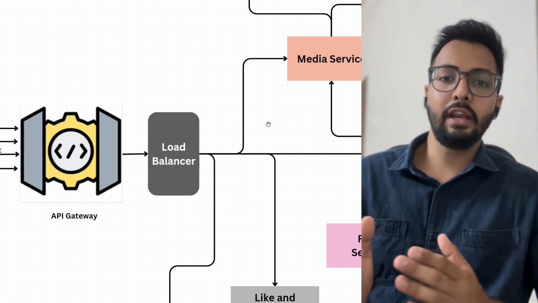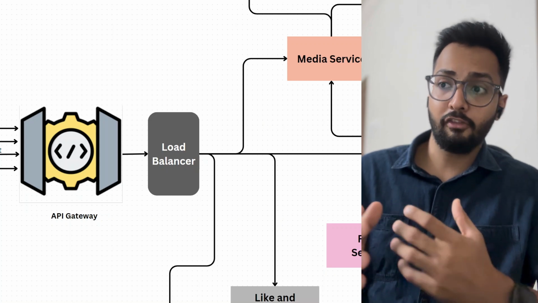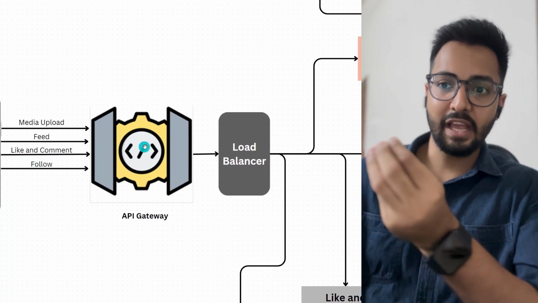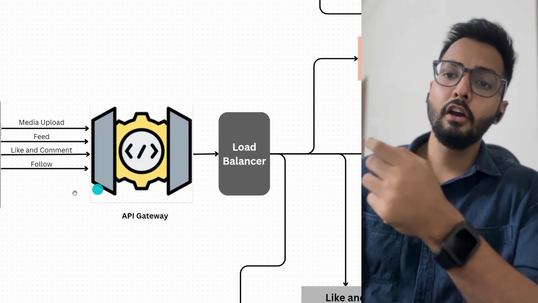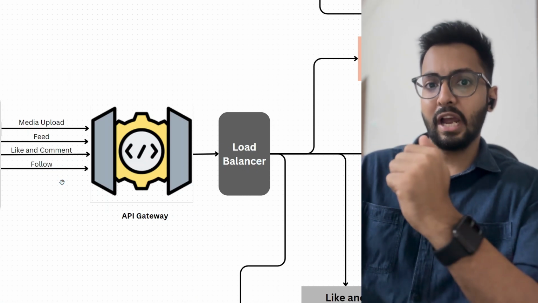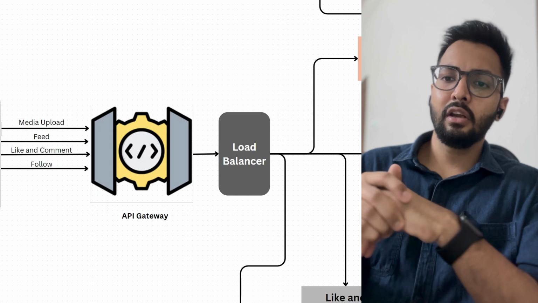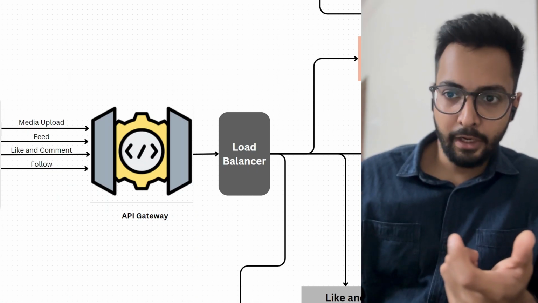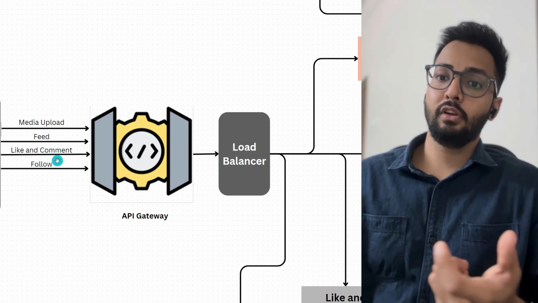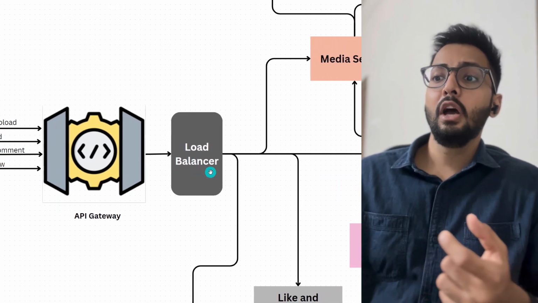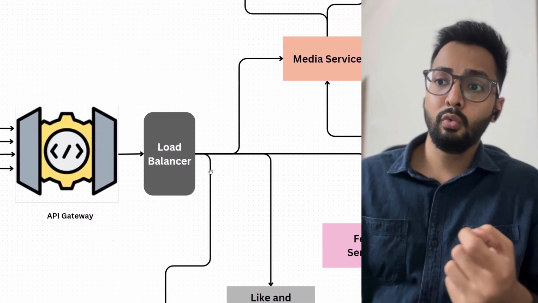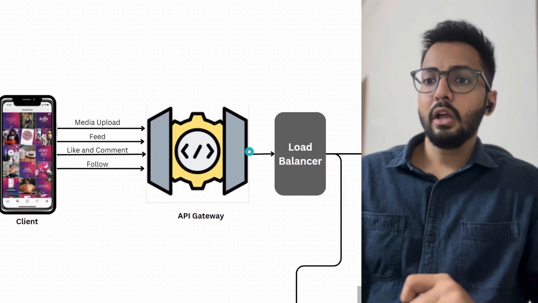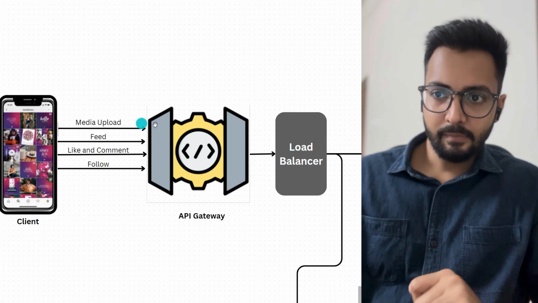Obviously we would require multiple servers, because there would be high traffic on services like, let's say, like and comment. The like and comment service may have high traffic, while the follow service may not have that much. So a low number of servers may do for follow, but a high number of servers would be required for like and comment. Which server the API is redirected to is decided by the load balancer. Now let's check this one by one.